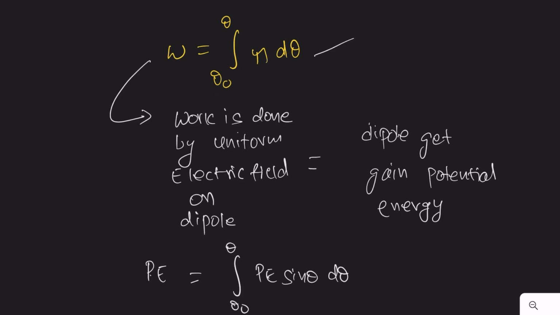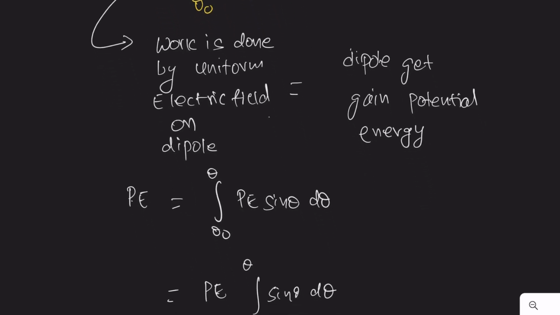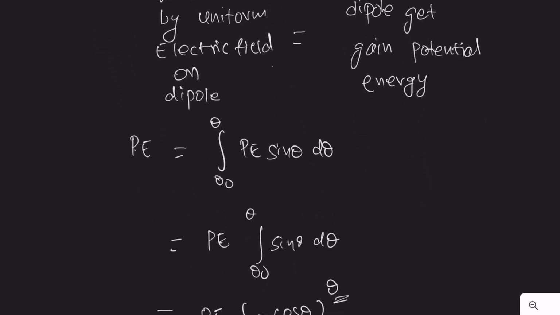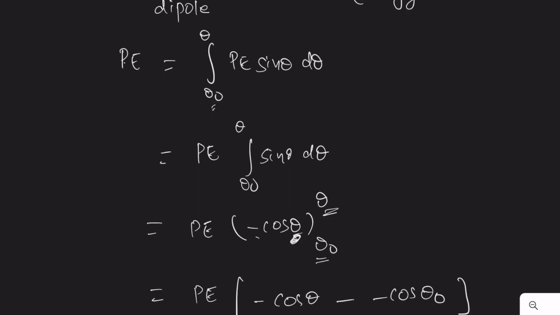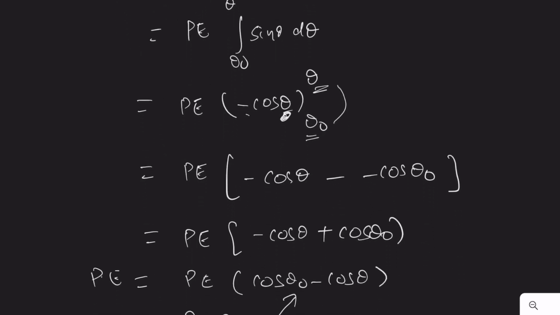So here work is done by the uniform electric field on the dipole, that is equal to dipole gains potential energy. See here, work is lost to the electric field, immediately dipole gains the energy. So that energy is called potential energy. So here work is nothing but potential energy. So it is starting from theta naught to theta Pe sin theta d theta. So what is the integration of sin theta? That is minus cos theta, and apply the lower limit and upper limit in this one. So we get like this, Pe, minus cos theta minus of minus, plus cos theta naught.